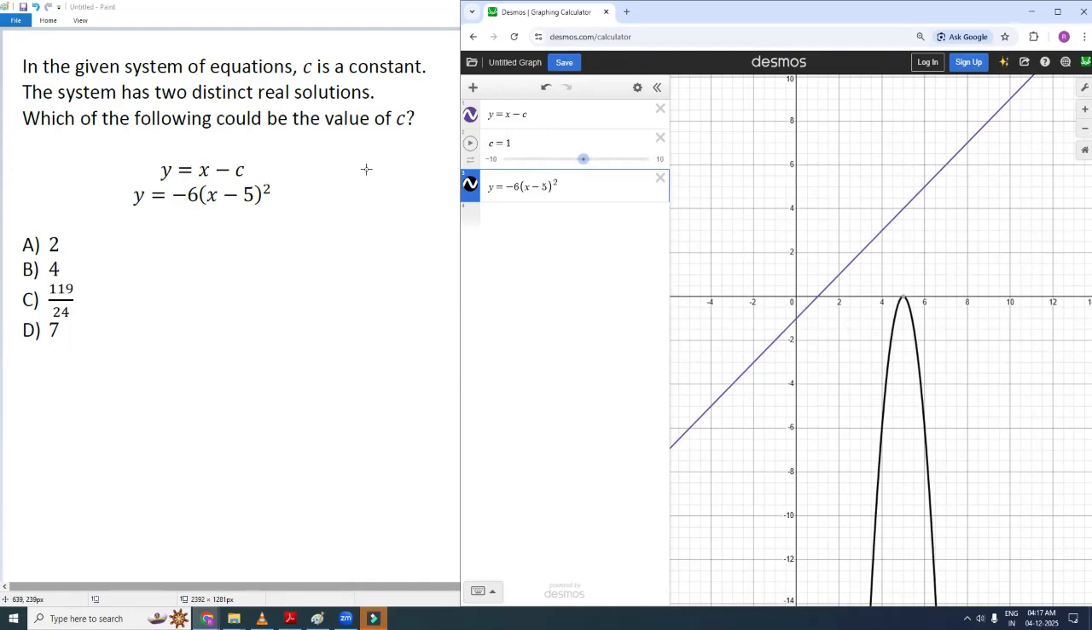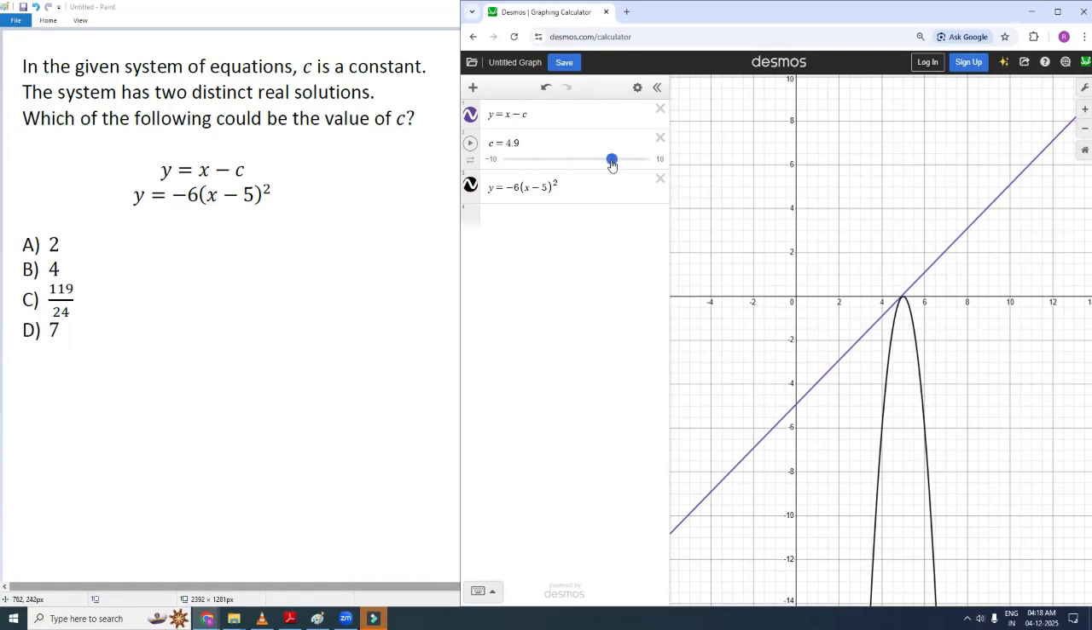According to the given information, the two graphs must intersect at two different points because the system has two distinct real solutions. Here we have C equals 1 in Desmos. In that case, the graphs of the two equations do not intersect. Now let me use the slider to adjust the value for C. When C is close to 5, the two graphs intersect at only one point. So then we'll have only one real solution for the given system. But according to the information, we must have two distinct real solutions.